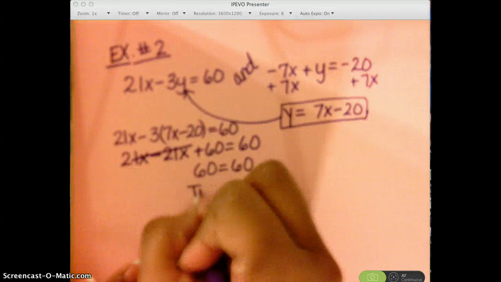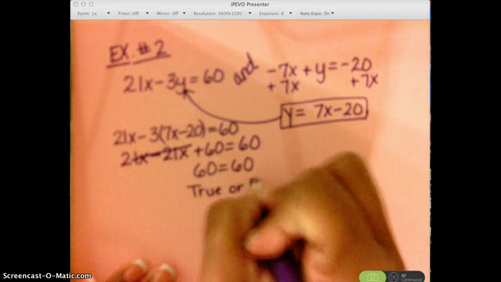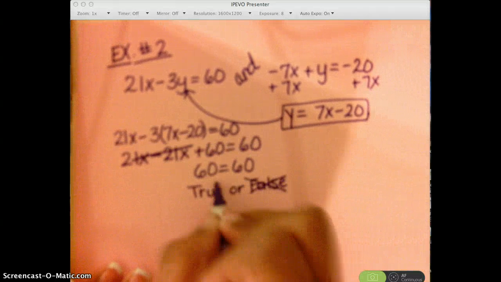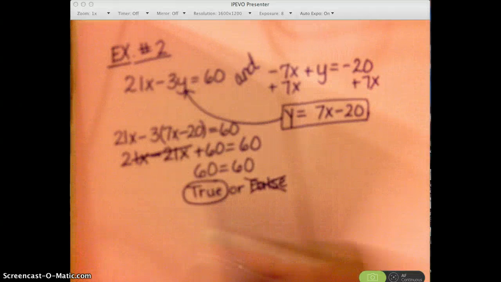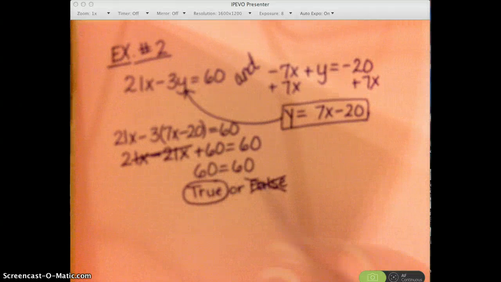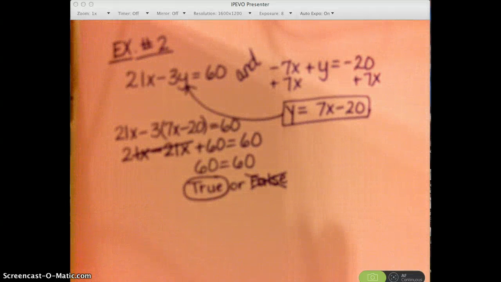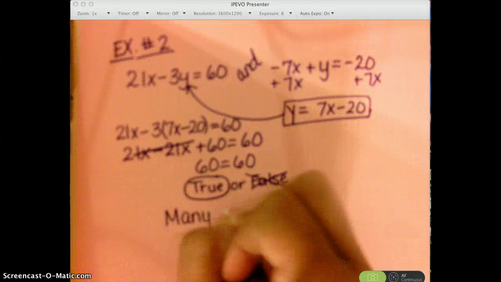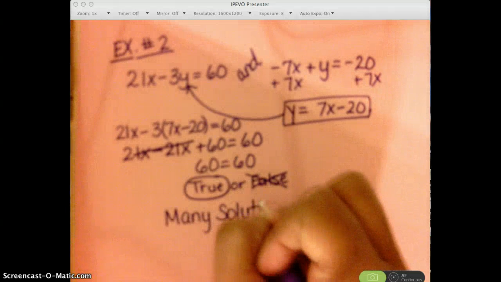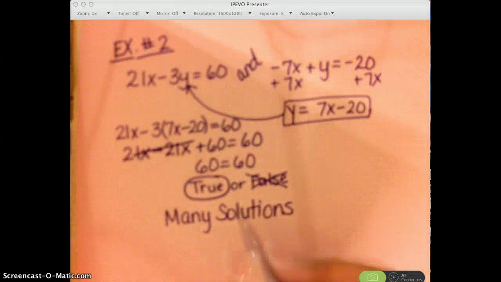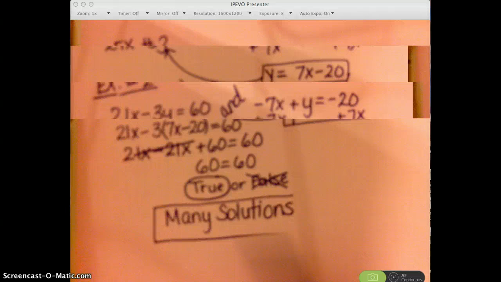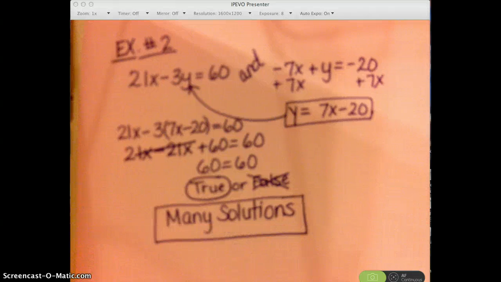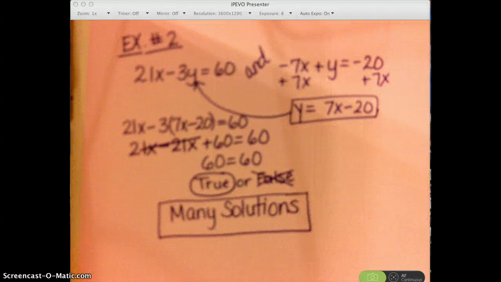So now we need to determine if this statement is true or false. 60 does equal 60, so this is a true statement. Whenever your variables cancel out and you're left with a true statement, then this is one of the special cases. Because it's true, it means that we're going to have many solutions. And if you think back to when we were graphing, whenever we had many solutions, then we had coinciding lines. Okay, so there's number 2.